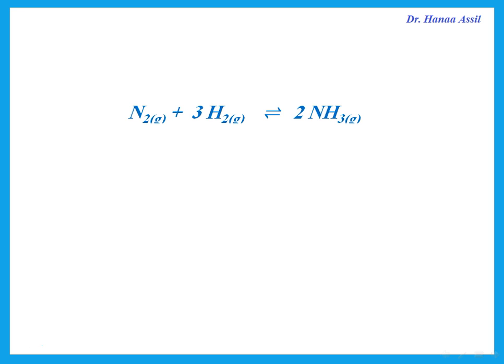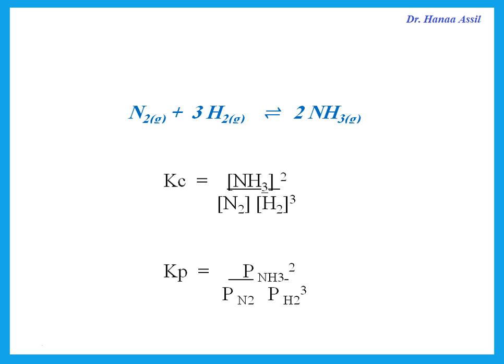So if I have this equation, how do we write the expression for Kc or Kp? Now, Kc is concentration of ammonia to the power 2 divided by concentration of nitrogen to the power 1 times concentration of hydrogen to the power 3. If I write Kp, and I can do that because all of these are gases, it is the partial pressure of ammonia to the power 2 over the partial pressure of nitrogen times the partial pressure of hydrogen to the power 3.